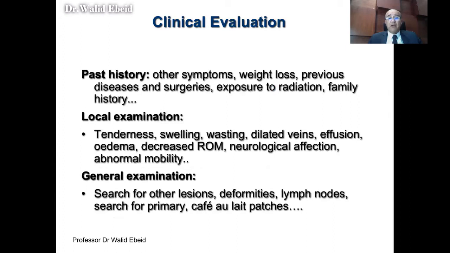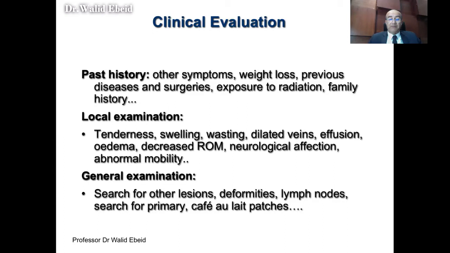Then we move to a local examination, which should be done carefully to avoid any iatrogenic fracture of the bone. You have to locate exactly the site of tenderness, the location of the swelling, if it's attached to the bone, if it's superficial, if it's deep. You have to do a thorough neurological examination and assess the limb as a whole. General examination might be very useful also to aid in the diagnosis. You have to look for other lesions, other deformities, lymph nodes, café au lait patches, etc.